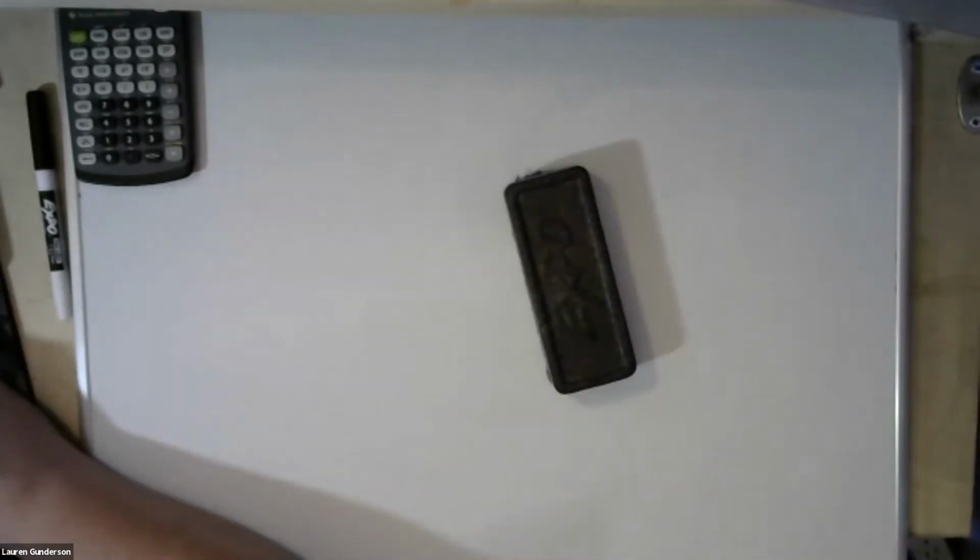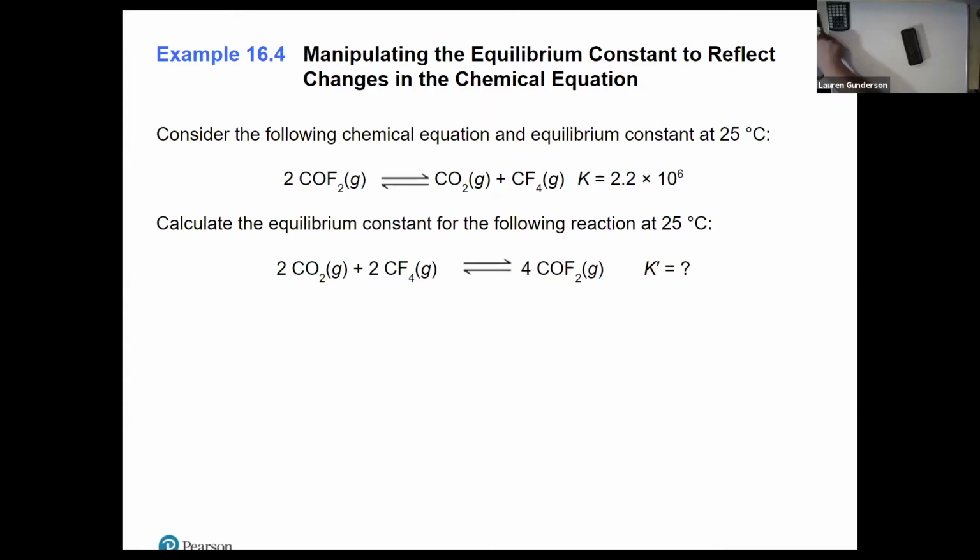All right, let's take a look at the next question. Okay, so this is very similar. We're looking at one equation, we're going to change it a little bit, and then we're going to see how that changes K. So we start off with the reaction 2 COF2 gives me 1 CO2 and then CF4.